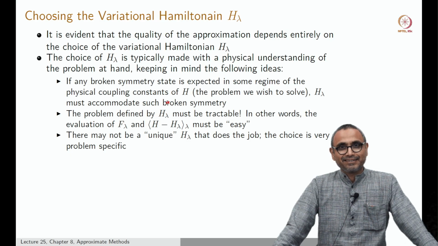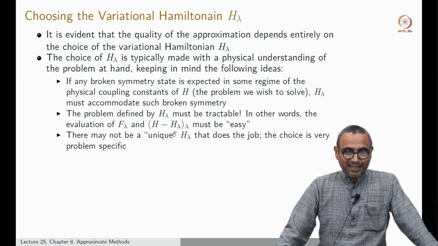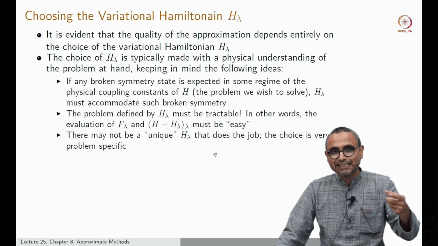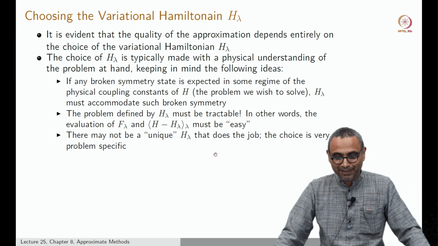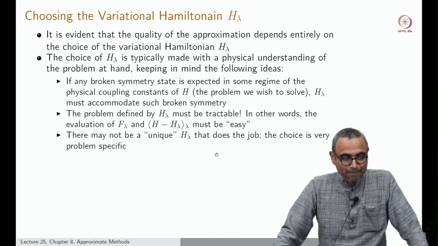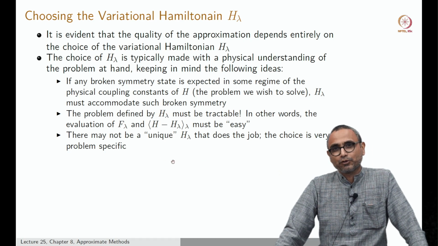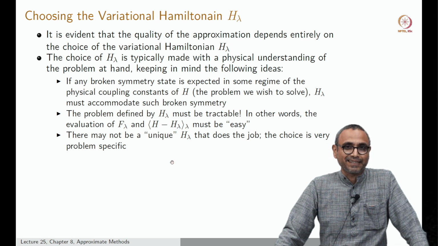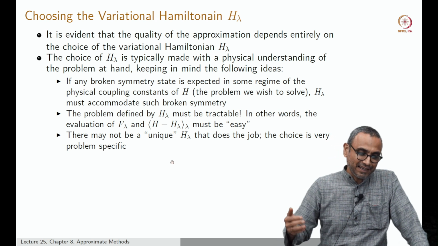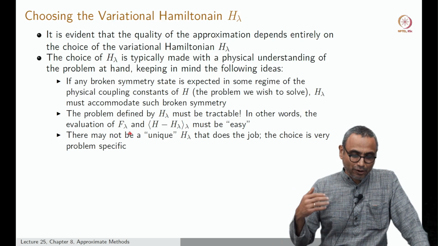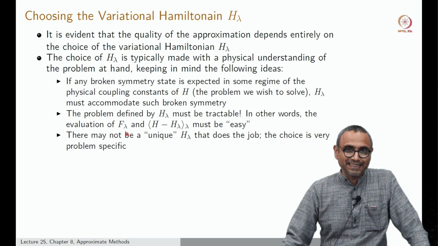So as you can see, again just common sense, if you put these constraints, you will find that there may not be a single H lambda. There could be different forms of Hamiltonian that could do the job for you. The point I would like to emphasize here is that the choice is very problem specific. Apart from these general guidelines, there may not be very concrete methods to find H lambda. You have to look at a specific problem.